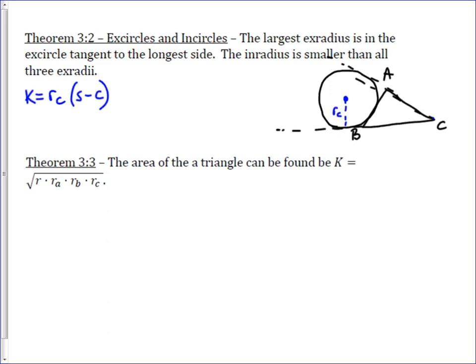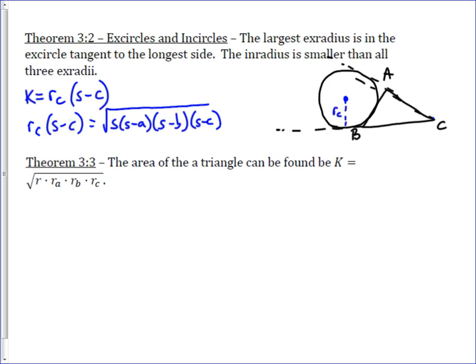And if you use this formula and compare it to Heron's formula, which is a very natural thing to do in this problem because that S minus C looks very similar to Heron's formula. Heron's formula says the area of a triangle can be found by multiplying together the semiperimeter times the semiperimeter minus each of the sides, and then you take the square root of it.